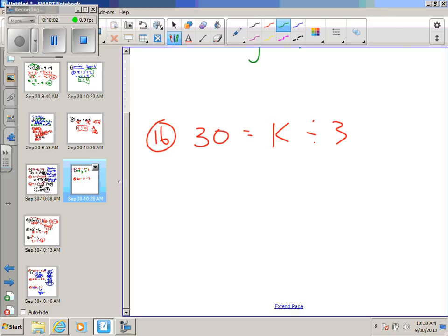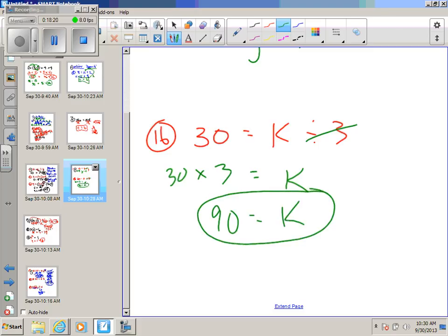Well, let's take a look at what's happening first. What's the opposite of dividing by 3? Multiply by 3. So 30 times 3 is 90. Double check. 90 divided by 3 is 30. Don't just look at the 30 and the 3 and say 10. Please don't do that.